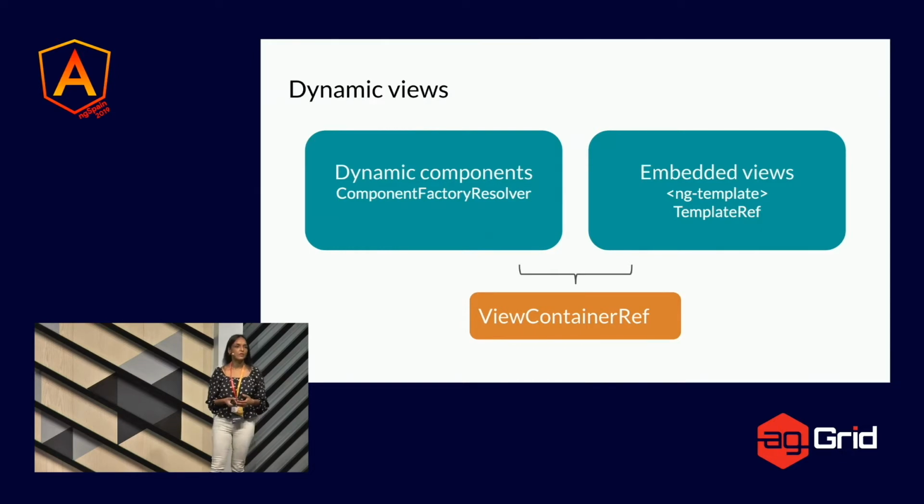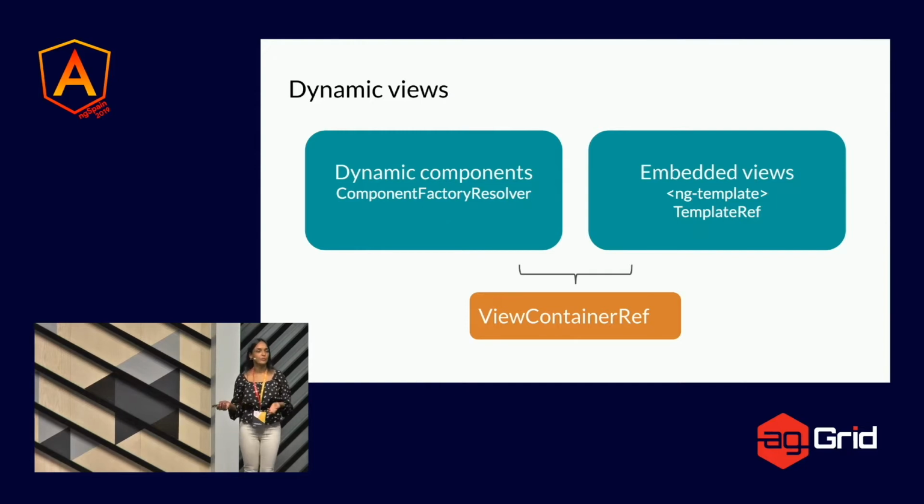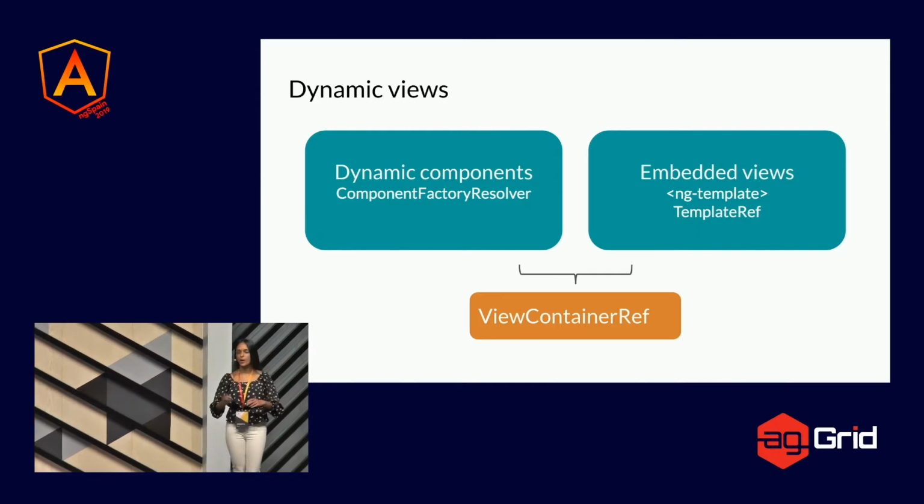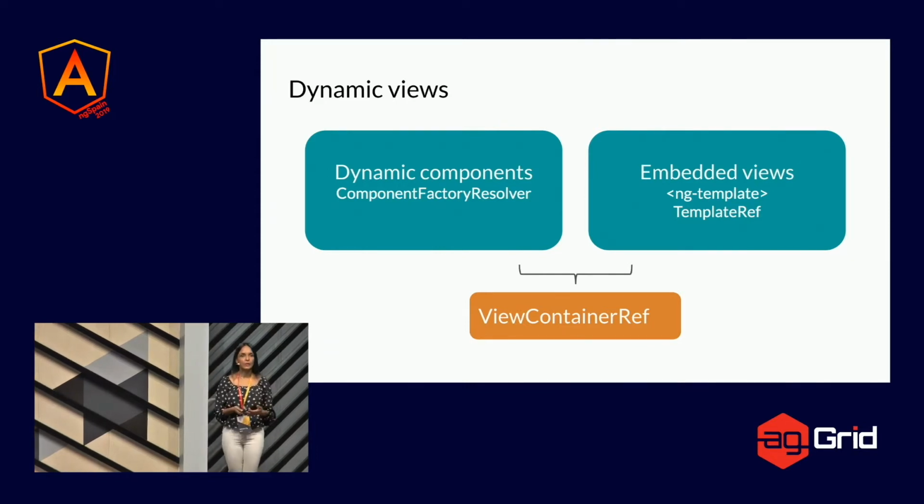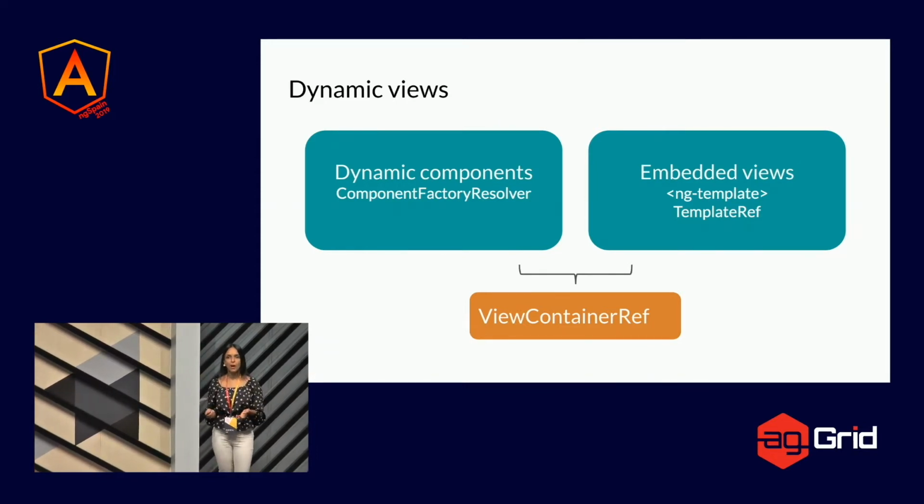There are two ways of defining dynamic views in Angular. One is with dynamic components, and the other is with embedded views. So how do we choose between dynamic components or embedded views? If we have a view that can be reused by other components in the application, we would define a dynamic component. But embedded views are more specific to a component's view.